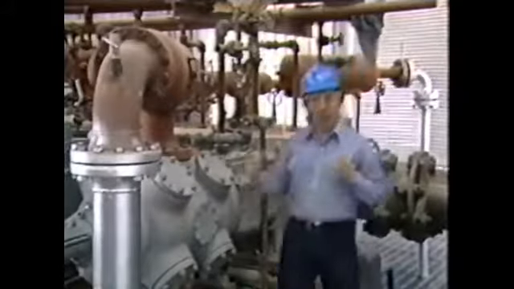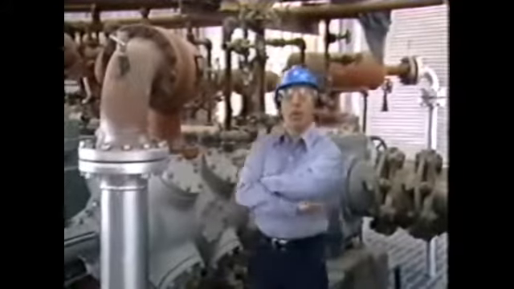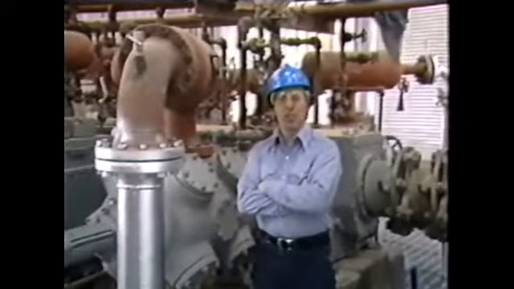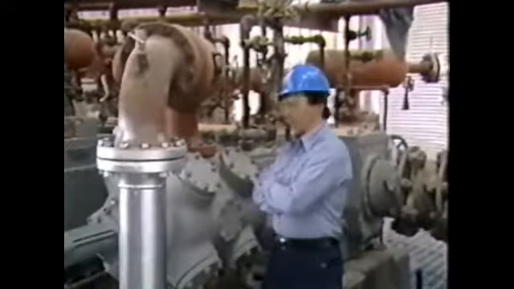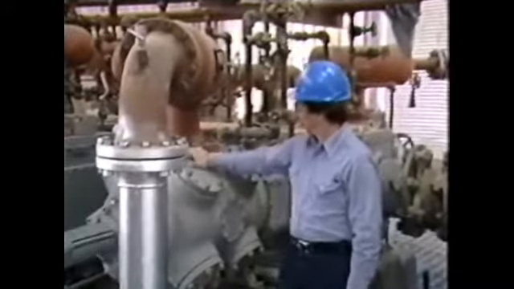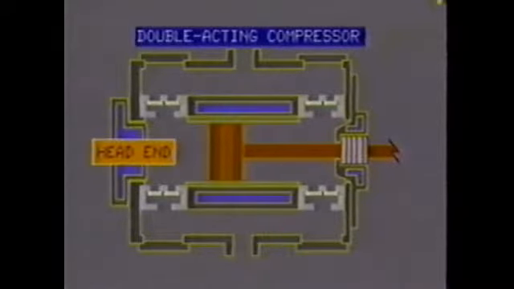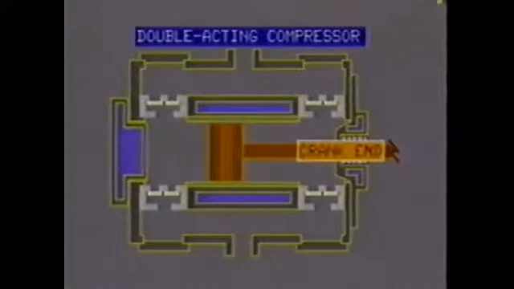Well, now that we have a general concept of how a compressor operates, let's break it down into parts and look at each in more detail. Starting with the compression unit. The end of the compression unit, farthest from the drive unit, is the head end. That end closest to the drive unit is the crank end. Inside the cylinder is a double-acting piston.